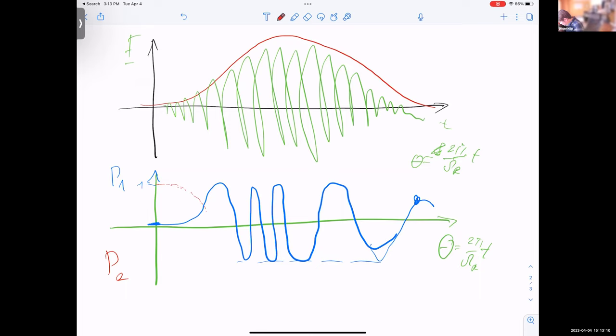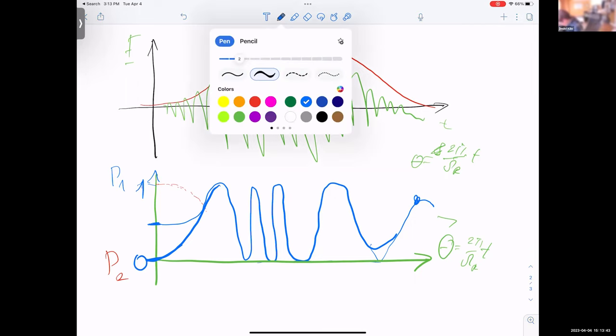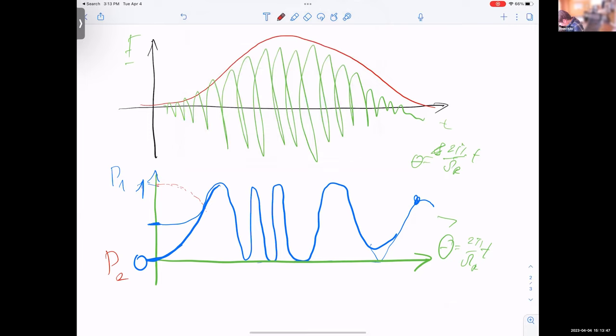Sorry, I need to fix it. It oscillates between 0 and 1. Let me fix it. And the oscillation of the population of the excited state will act in the counter phase.